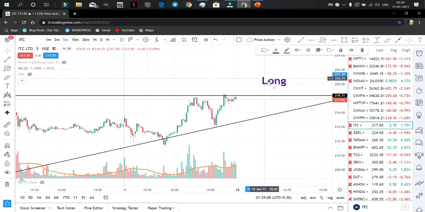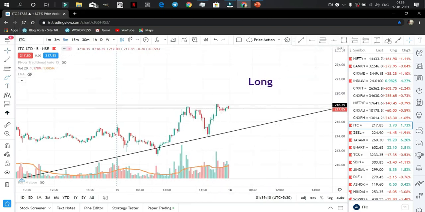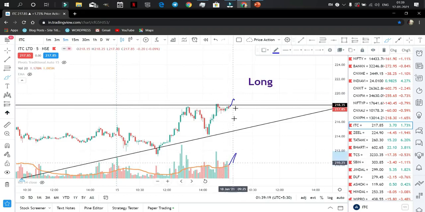So my plan would be to go long if this breakout sustains. Now there are a few scenarios that can happen. The first one is ITC can open flat, it can go up and give a breakout along with high volume, and then it can either go up or it can retest and go up. So this is the first scenario.